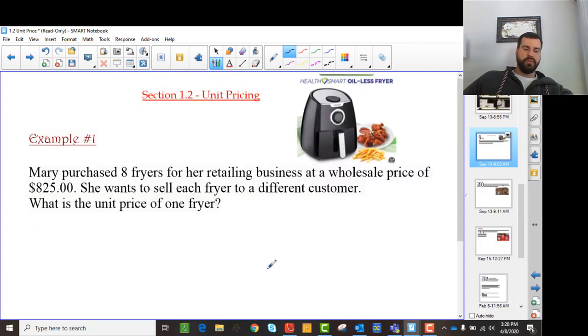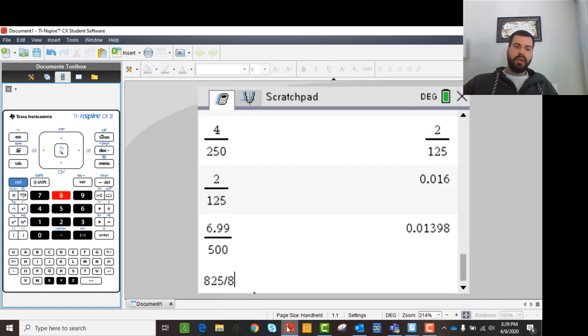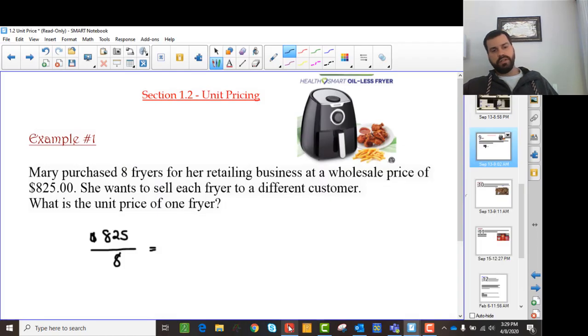So here's an example. It says Mary purchased 8 fryers for her retailing business, and she got them for $825. So she wants to sell one. She wants to know what should I charge. So all we're going to do to get the unit price is take $825, the cost, and divide it by the quantity, which is 8. So I'm going to take 825 and divide it by 8, and it comes out to $103.13. So that's how much she should charge. Now, obviously, if she wants to mark it up or whatever, she might want to charge a bit more, but that's the idea of the unit price.